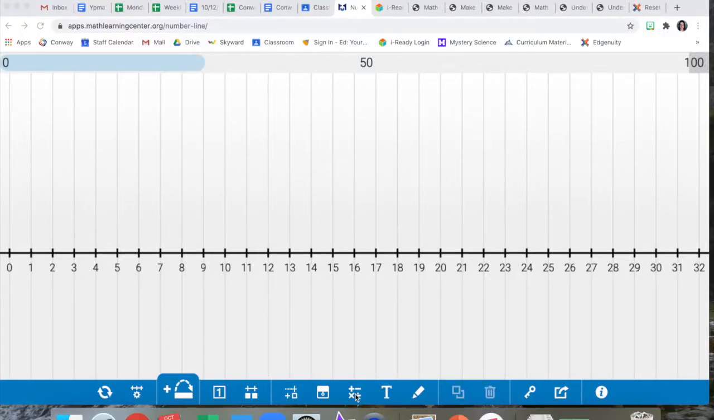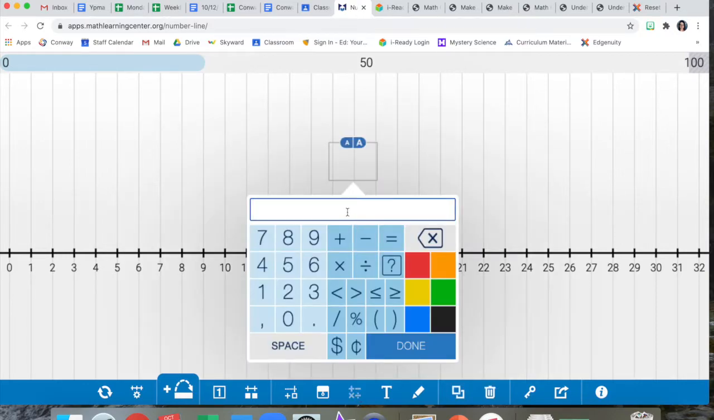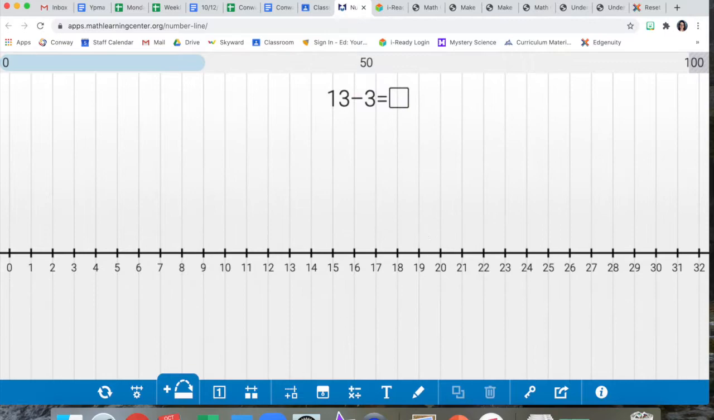All right, so let's start with a make 10 to subtract equation. To warm up, let's do 13 minus 3. First we have to find the 13 on the number line. There it is, 13. Now, we're subtracting, so we want to find the 10 that is closest on the smaller side of the 13. That would be the number 10, right there.